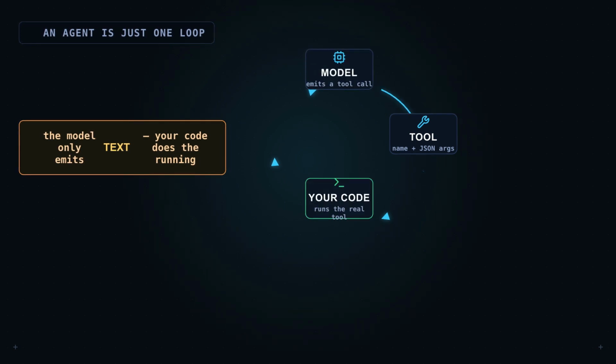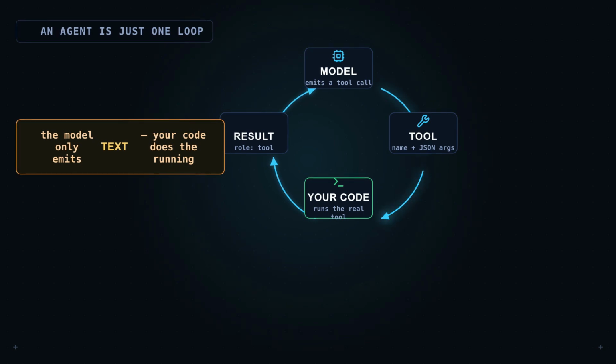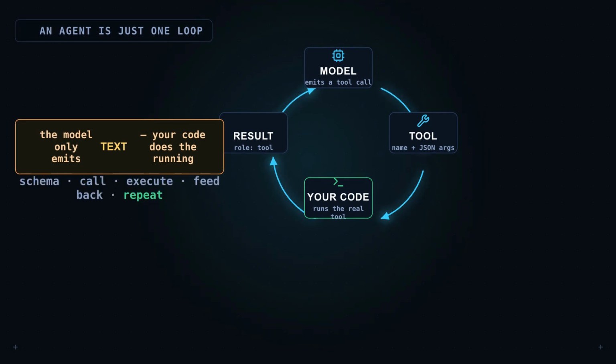Your code catches that request, runs the real tool on the real machine, and hands the output back to the model as a new message. The model reads the result, reasons about it, and either calls another tool or gives you the answer. That's it. Schema, call, execute, feedback, repeat until it's done. Every autonomous agent you've ever seen is that loop wearing a costume. Once you can run that loop against a model you control, you can point it at anything.